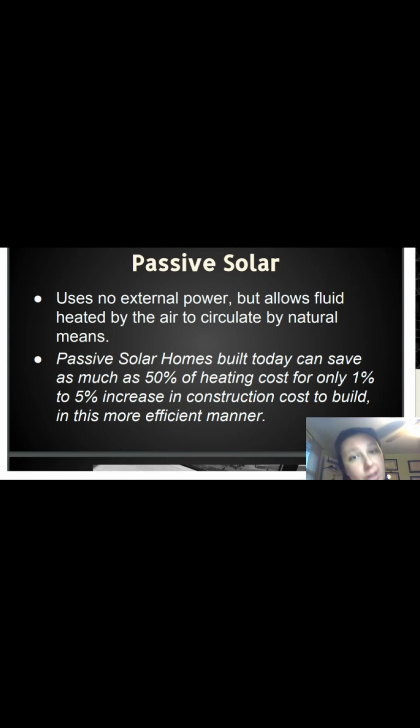Now we're going to talk about passive solar in a home. So orienting and arranging and using things in your home to create thermal capacity so that we can convert that light to heat to take advantage of what we need. Passive solar homes that are built can save as much as 50% on heating costs, and that is a 1 to 5% increase in construction cost overall. You can do this simple maneuvering.